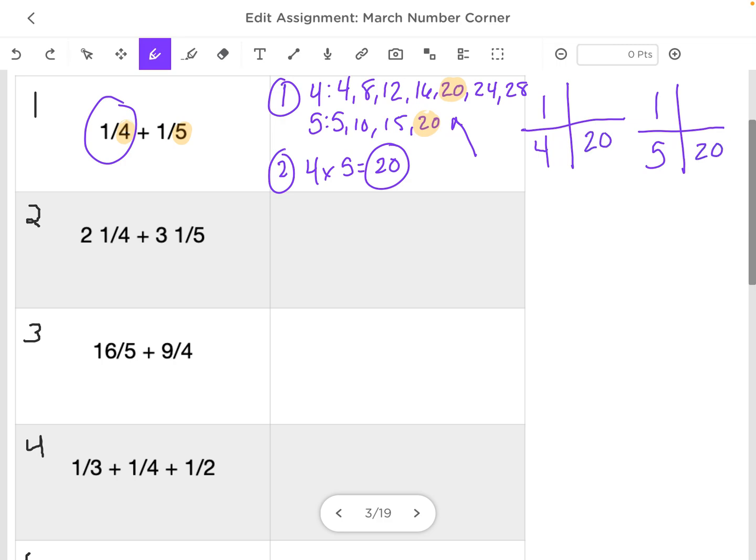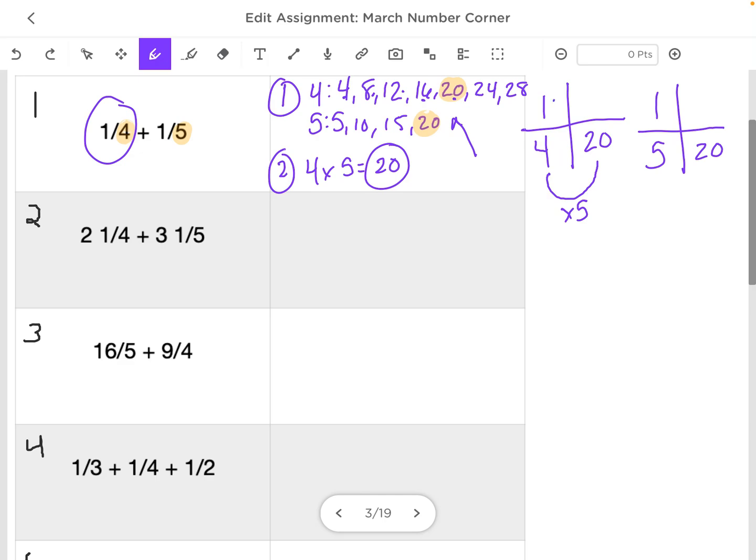All right, let's take a look. The only section we have done is that bottom section. So we have to look and see, well, 4 times what gets me to 20? If I don't know, I can go back to option 1 and I can count 4 times 1, 4 times 2, 4 times 3, 4 times 4, 4 times 5. So 4 times 5 gets me to 20.